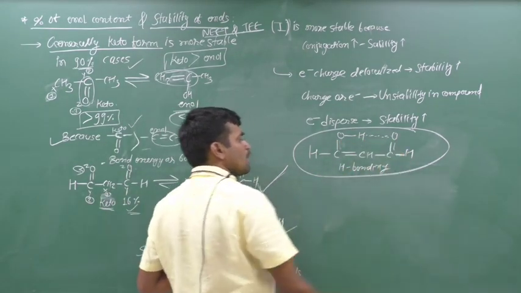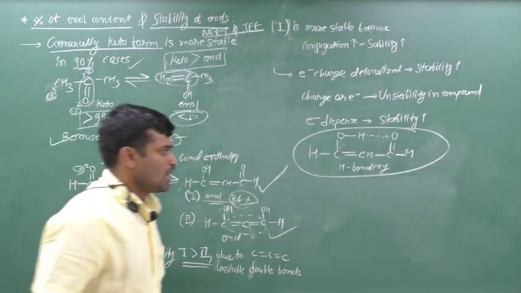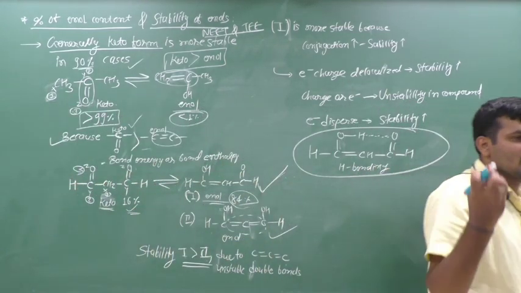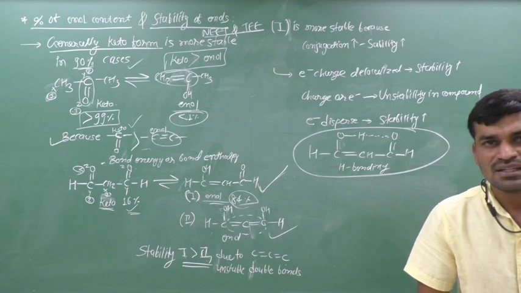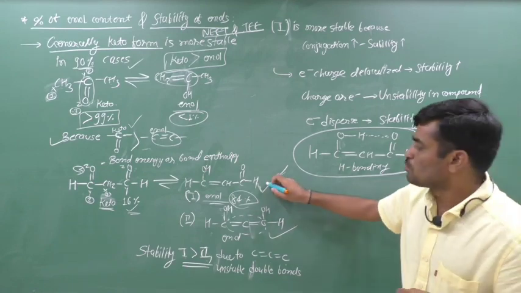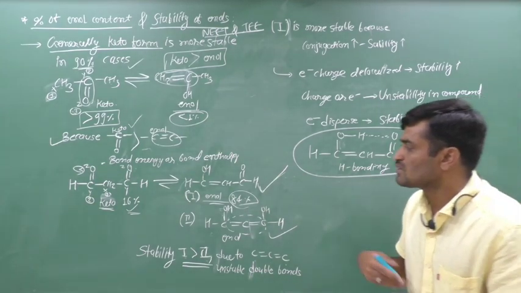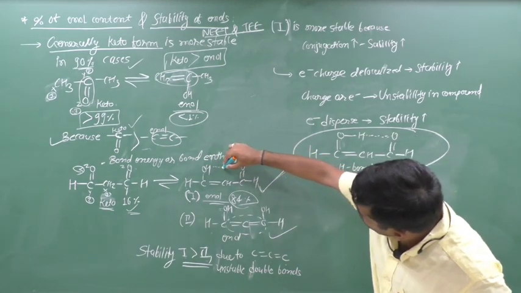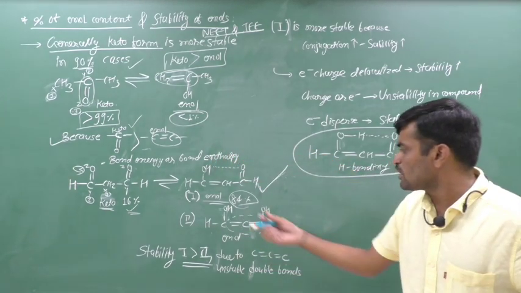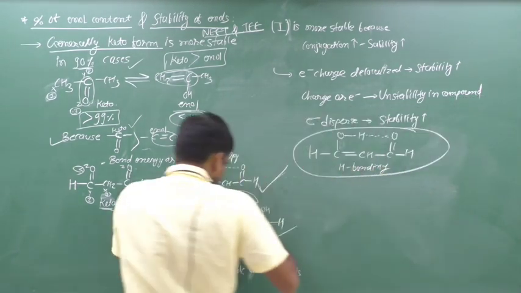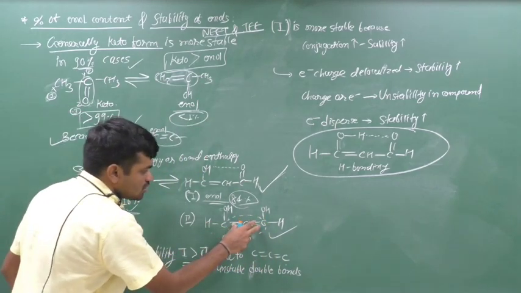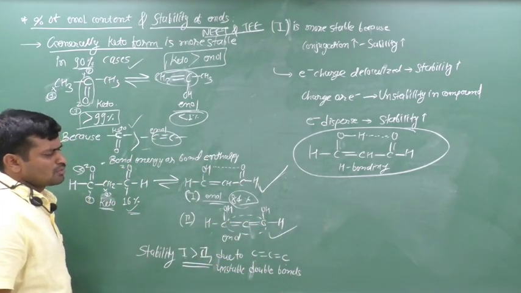Here is the possibility of hydrogen bonding, and we know that if hydrogen bonding is there, then the stability increases. Therefore this compound is more stable. And the general concept is that yes, this is the possibility of hydrogen bonding. Here there is no possibility of hydrogen bonding because this is unstable; these unstable bonds break the compound.